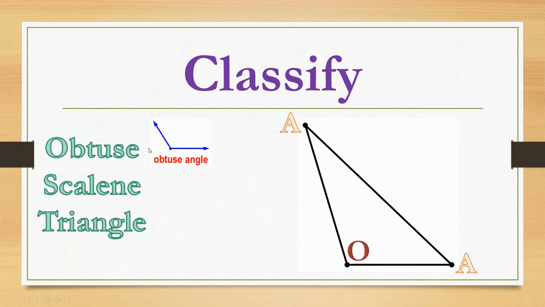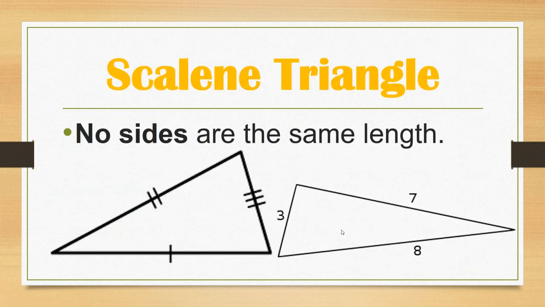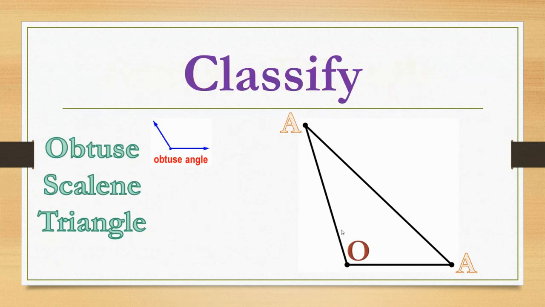Now I'm going to look at the lengths of the sides. This side looks long. This side does not look the same as the other side. And this one is the shortest. So just by looking at this triangle, I can see that the sides are all different. And remember, when the sides are all different, they have no same lengths. It's called a scalene. So I can call this triangle an obtuse scalene triangle. So remember, you're looking at the angles, and then you're looking at the lengths of the sides. And you're going to give that triangle two names.